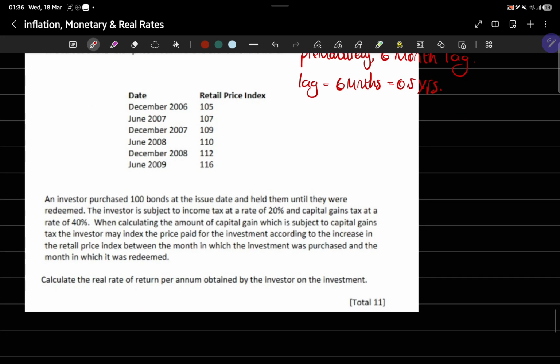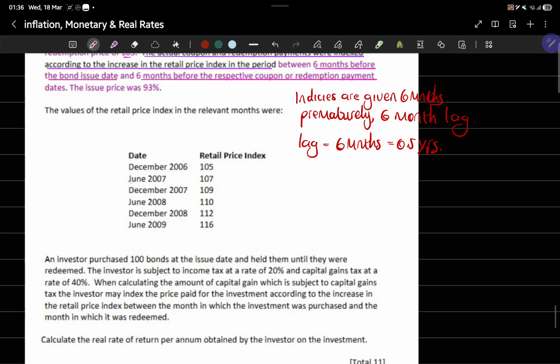Okay, and you can see here the issue date is June 2007, but we're given the index for December 2006, which is 6 months before this. So it means this is Q0 minus lag, and this is the end of term.